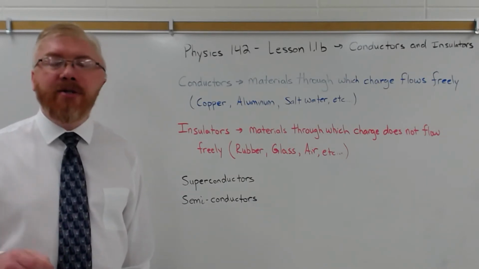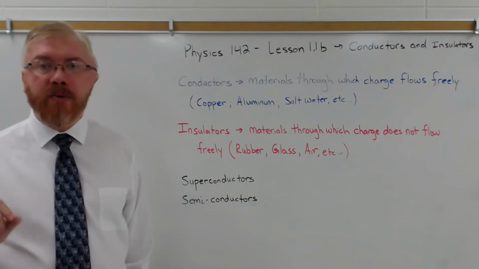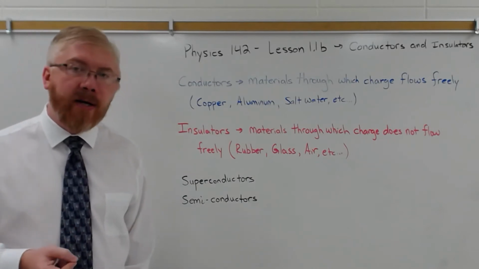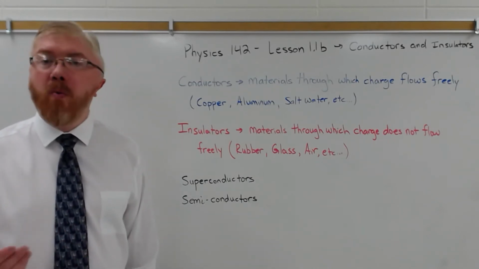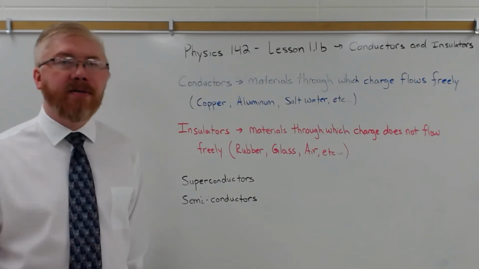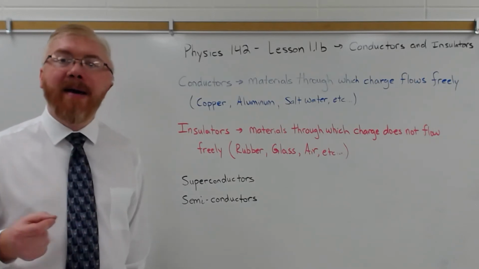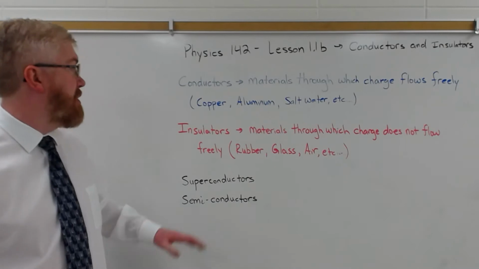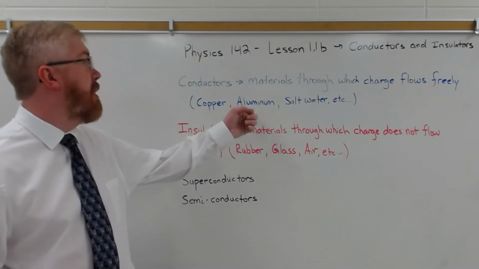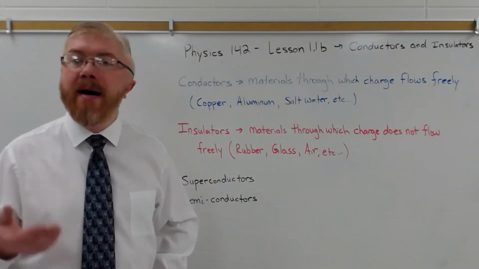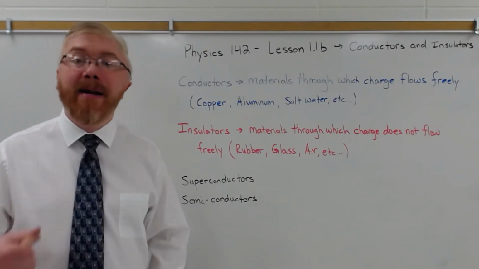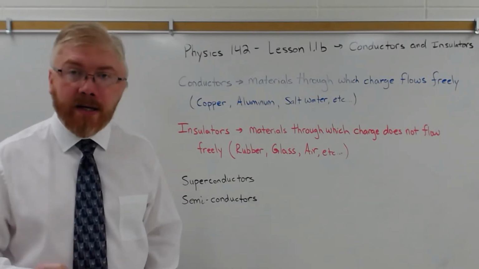So if you need charge to move from one point to another, a conductor is the way to do it, which is why the wires in our walls, extension cords, and high power lines are made of conducting materials. For example, copper is a wonderful conductor. Aluminum, salt water, iron, a lot of the metals are good conductors.